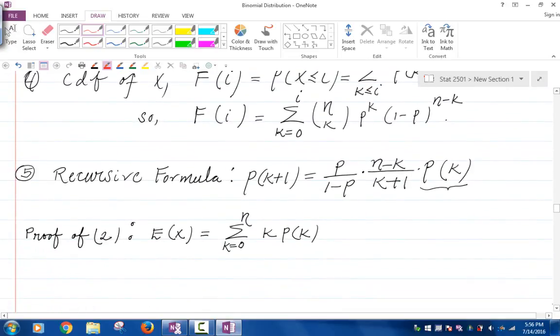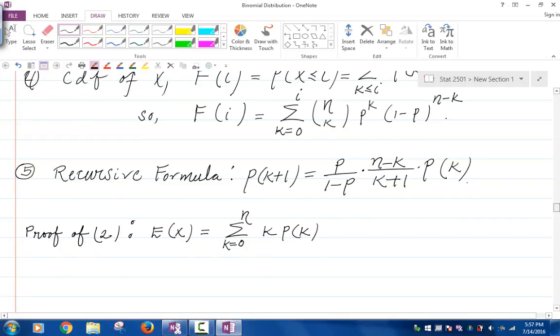And we also have this recursive formula, p of k plus 1 is equal to p over 1 minus p times n minus k over k plus 1 times p of k. This is called the recursive formula. The reason is, if I know the value of p of 1, then I can calculate the value of p of 2 from this formula. If I know p of 2, then I can find p of 3 from this formula. If I know p of 3, then I can find p of 4 from this formula, and so on. So this is why it's called a recursive formula.